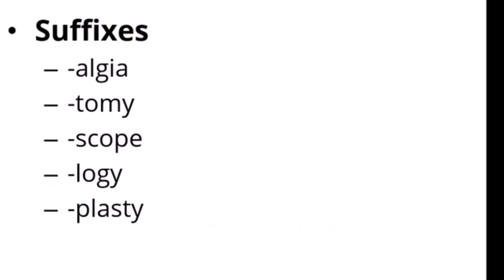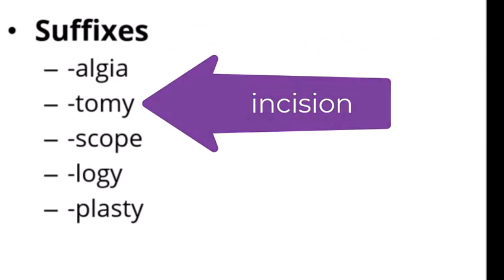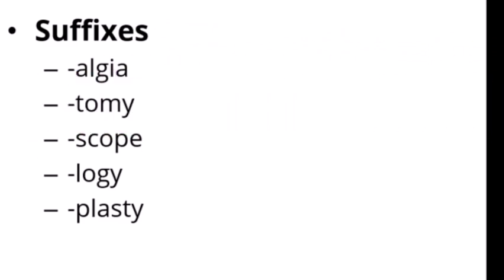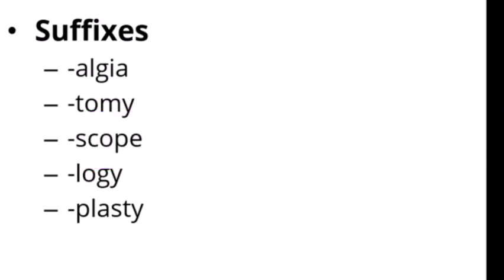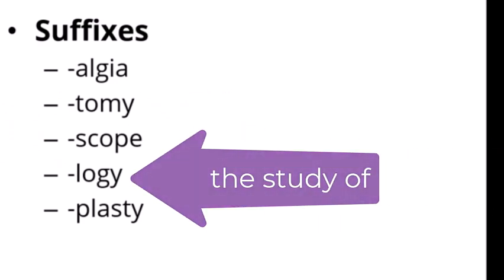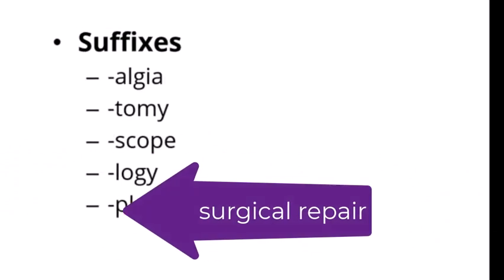Next, let's define the suffixes. First, we have algia. Algia means pain. Next, we have tomy, which is an incision. Scope, which is an instrument to visually examine. We'll see an exception, but more on that later. And then we have logy, which means the study of, and finally plasty, surgical repair.